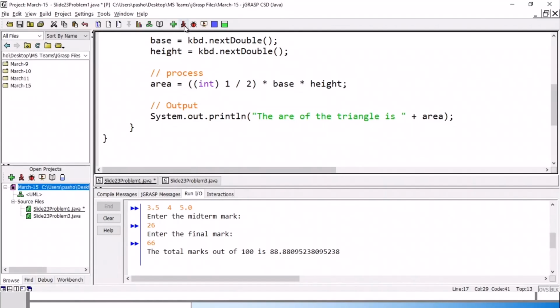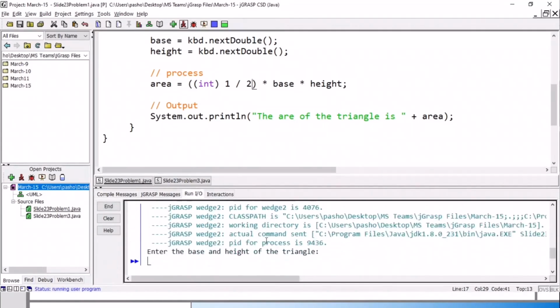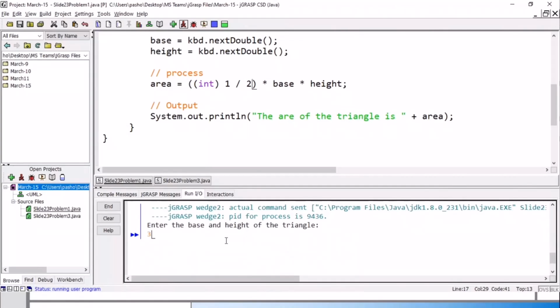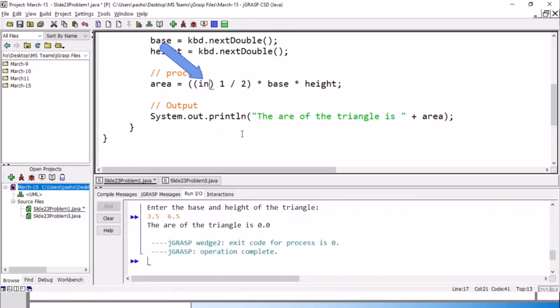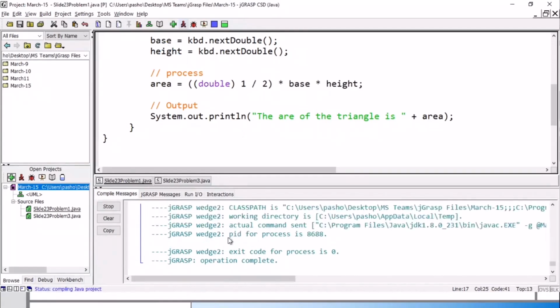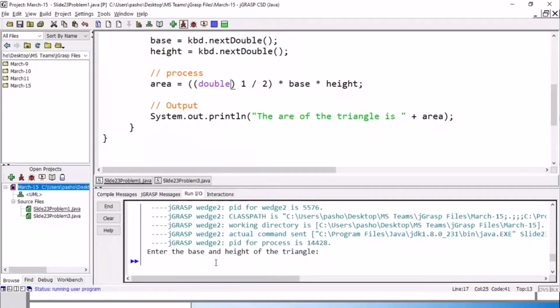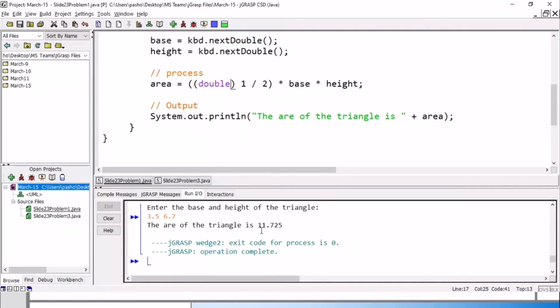Now, when you run the program, it is asking for base 3.5, 6.5, still, oh, I have to put double here, okay, my mistake. I have to put double and run it again. So 3.5, 6.7, and the answer is double.